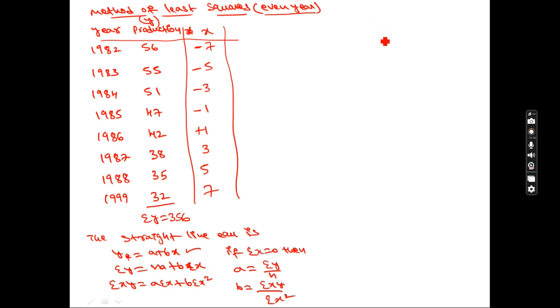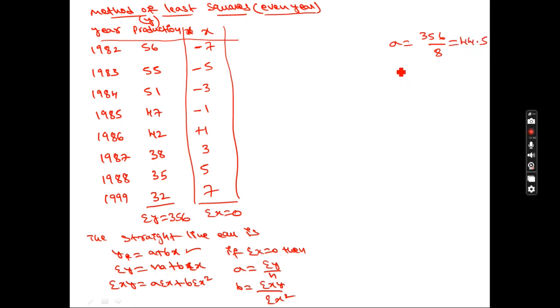So what we are going to do now to find the a value, do the total of summation x. Here also it will become 0, because -1 plus 1, -3 plus 3, -5 plus 5, everything is cancelled. So how to calculate a value now? A is equal to summation y divided by the number of values. Summation y is 356, divided by 8 values. If you divide, you'll get 44.5.